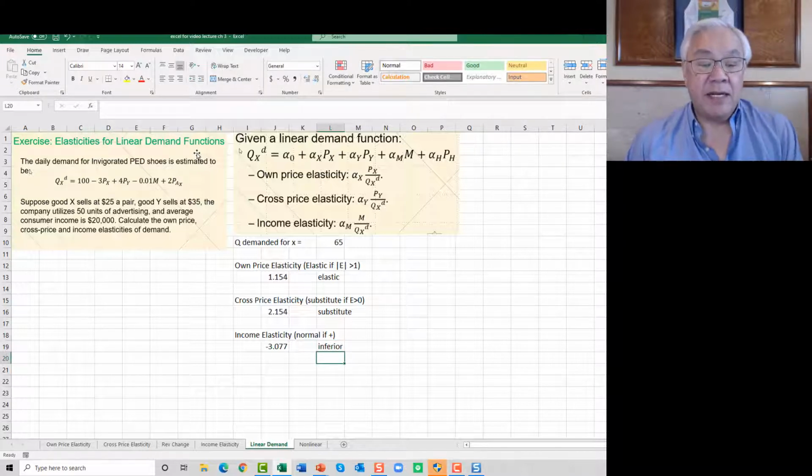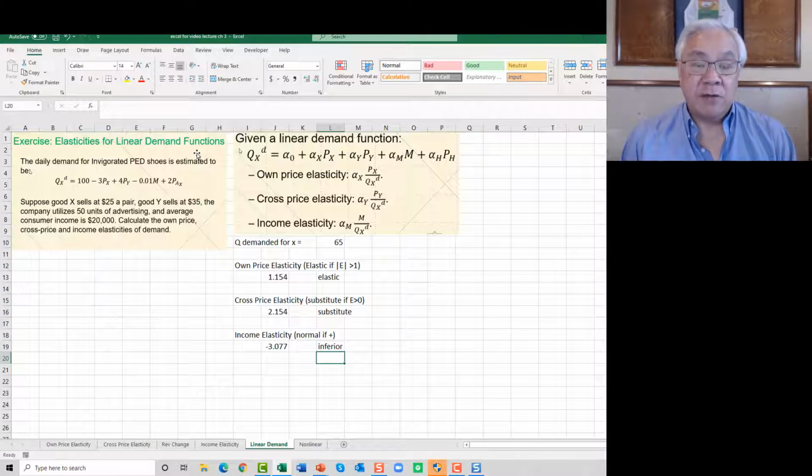So now we've calculated the own, cross, and income elasticities for this particular problem, and we've also interpreted whether it's elastic or inelastic in the case of own price, substitute or complement for cross price, and normal versus inferior for the income elasticity.